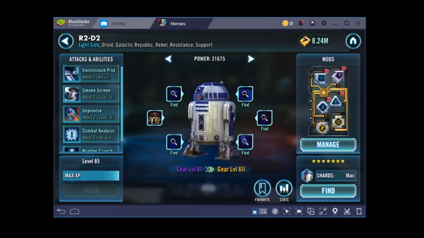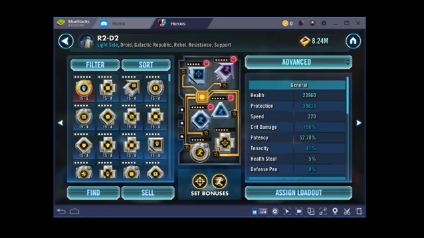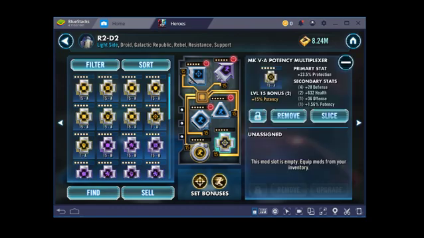So the first thing I want to talk about is actually the sets. When you're looking at these mods, putting together a set seems like a good idea. For instance, on R2 here, I have a potency set, so because he has the 2, he gets the extra 15% potency, which is a nice little bonus.